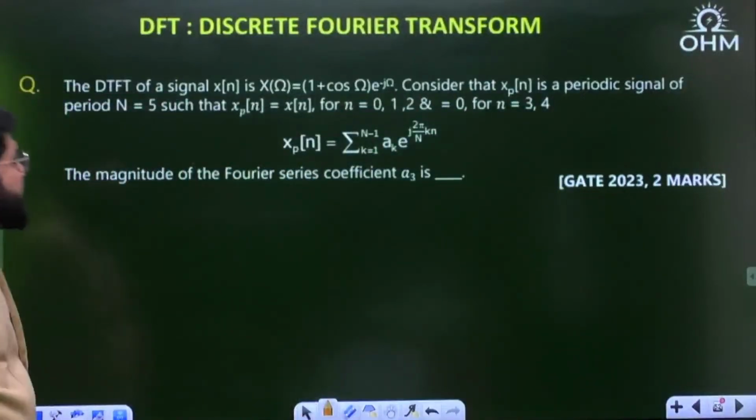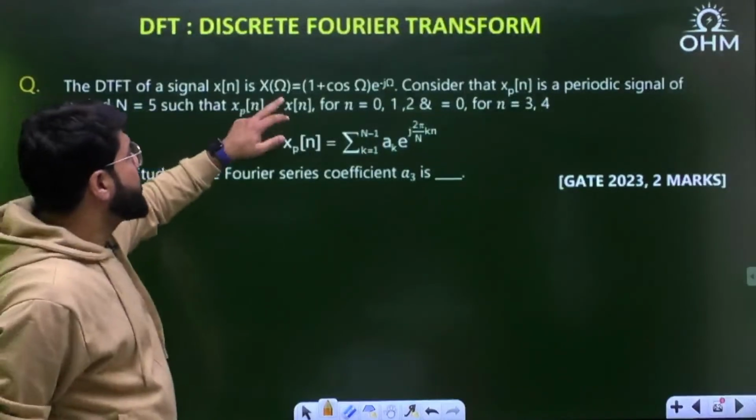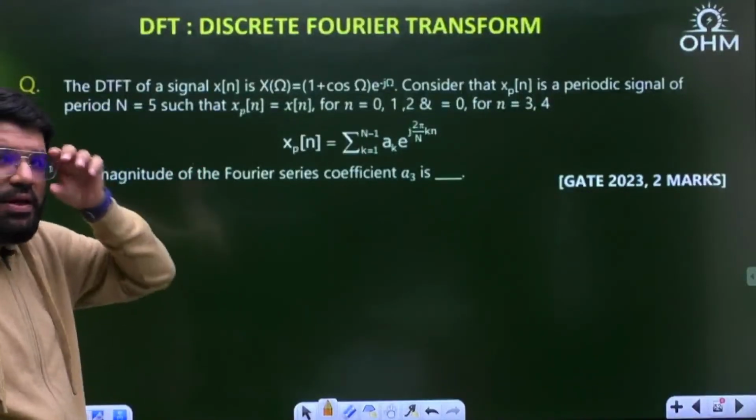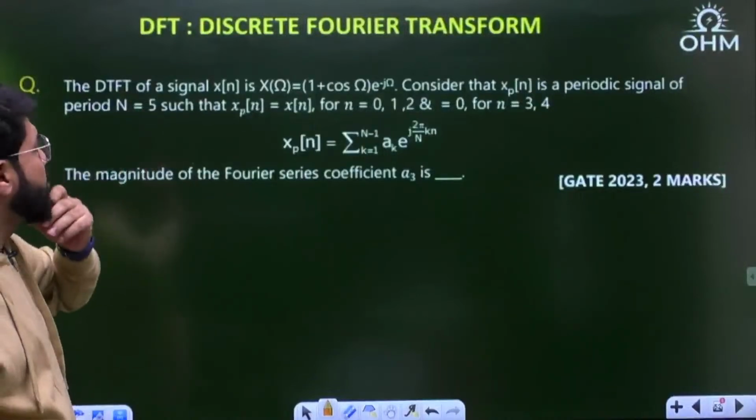Okay, the DTFT of a signal xn is given to you. X of omega is 1 plus cos omega, e power minus j omega. Consider that xp(n) is a periodic signal with period N equal to 5 such that xp(n) equals xn for n equal to 0, 1, 2 and is 0 for n equal to 3 and 4. What is xn? That, if we want, we can find from X of omega. But no problem, let's see if it is required.